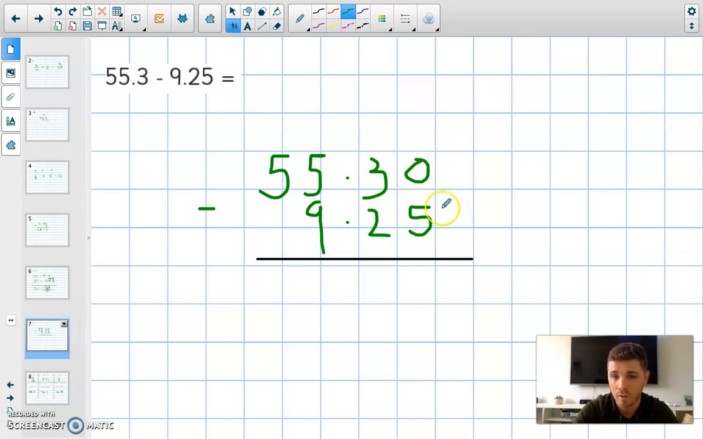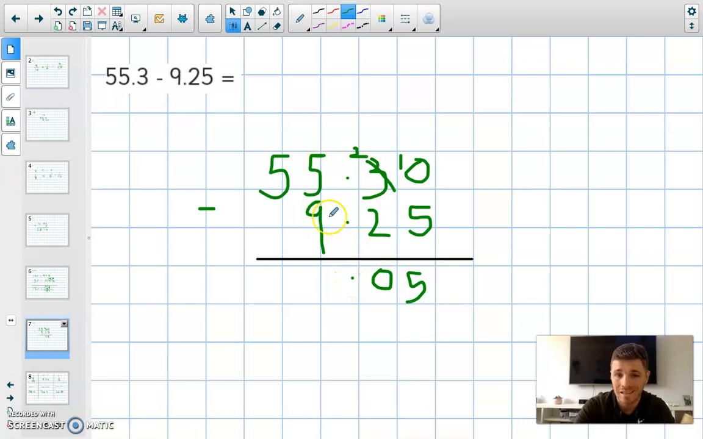So 0 take away 5, we know that 0 is smaller than the 5, so we go next door, we borrow 1, so we take 1 away from the 3, which makes it 2, and then we carry that over to make 10. Now remember, it's not actually 10, but for the purposes of this particular method, we will call it a 10. So 10 take away 5 is 5, 2 take away 2 is 0. Make sure you carry the decimal point down.